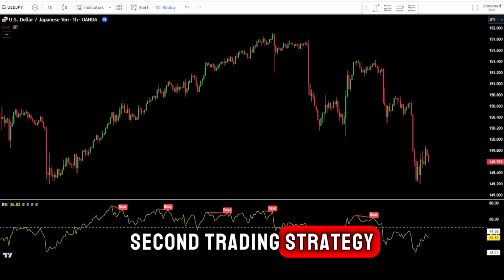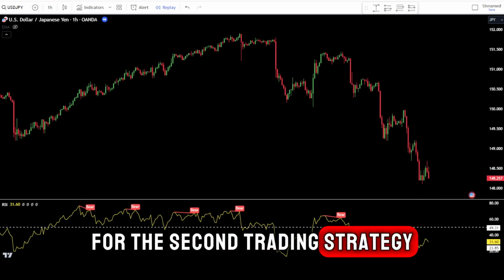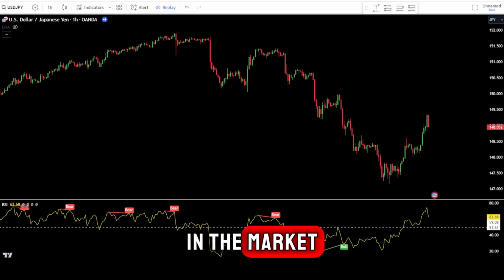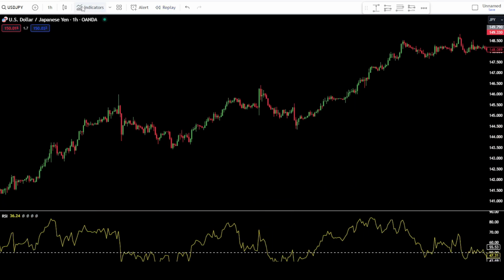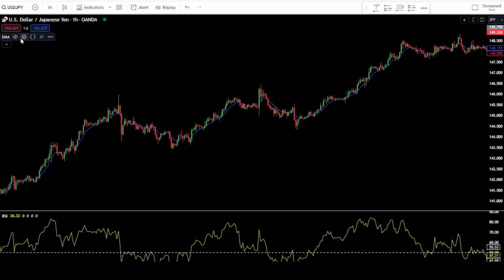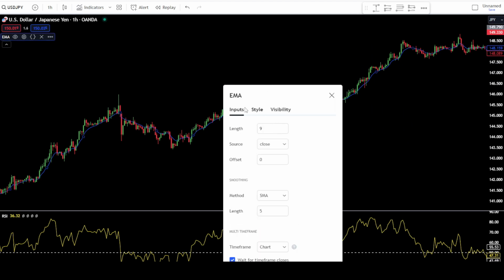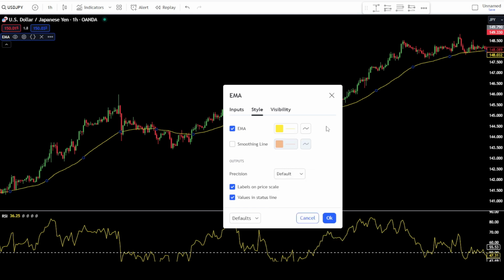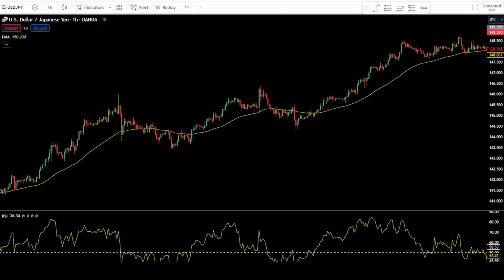B. Second trading strategy. For the second trading strategy, I will add one more indicator as a trend filter in the market. Go to the Indicator Search tab and type EMA or Exponential Moving Average. Then, enter the Settings tab for EMA. In the Input tab, change the EMA length to 50. After that, go to the Style tab, adjust the color and line thickness of the EMA according to your preference. Then, click OK to save the settings.